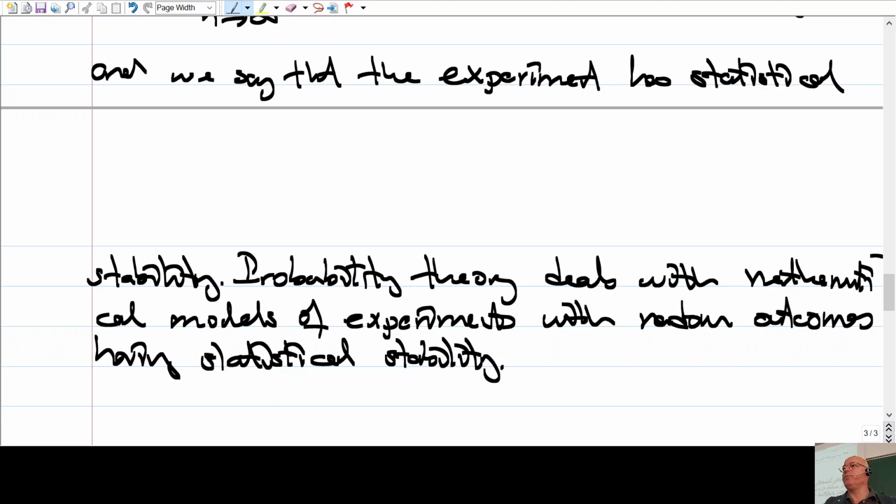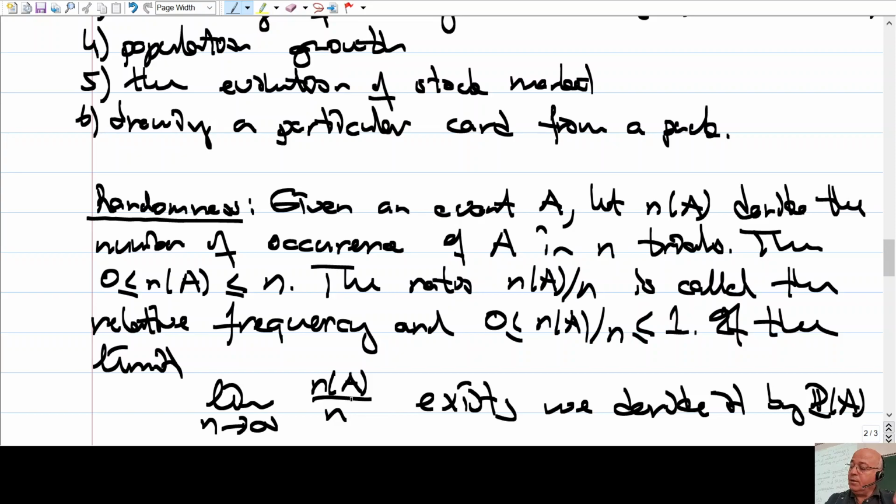So if you are, for example, dealing with tossing a coin, we expect that the above limit, for example if A is the event that the coin will show head, will be 1/2, right? If the coin is an honest coin.